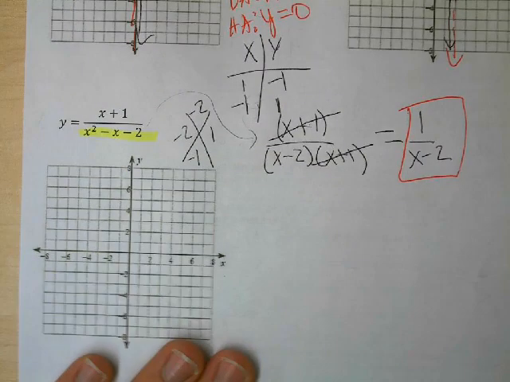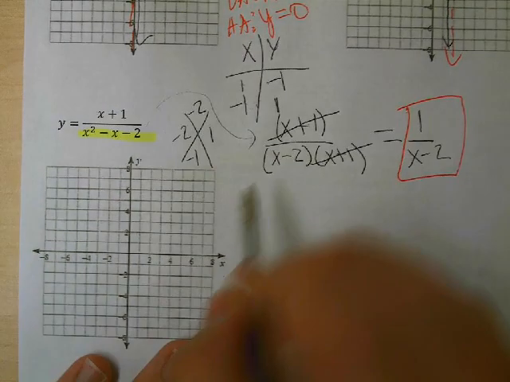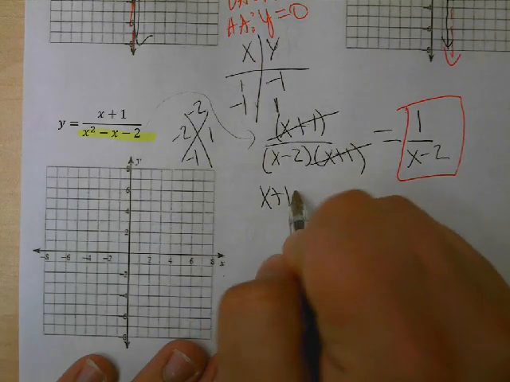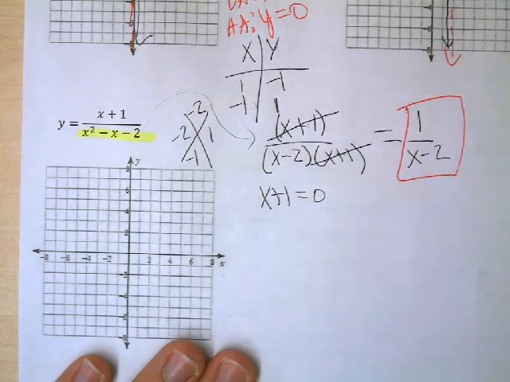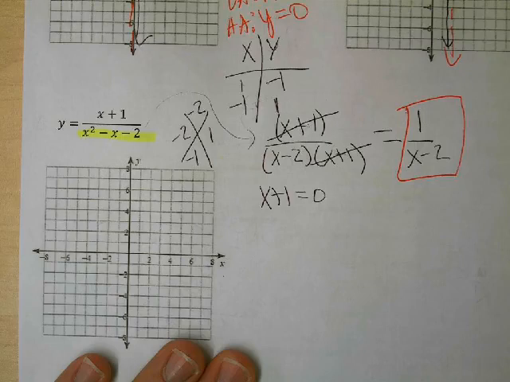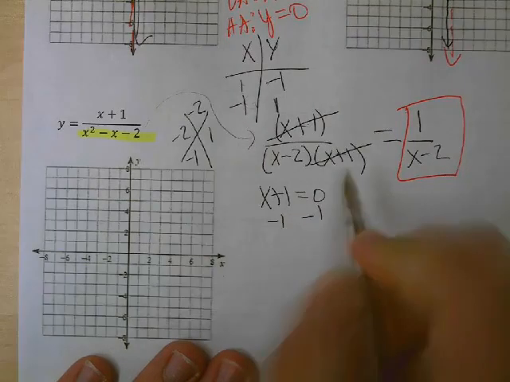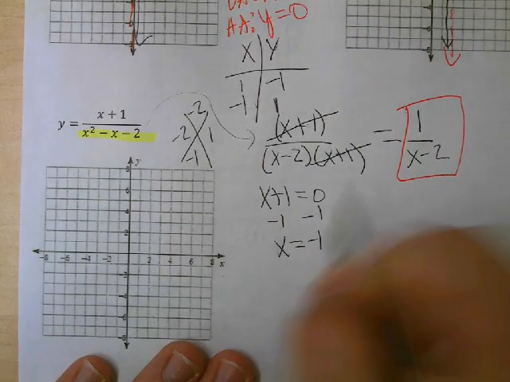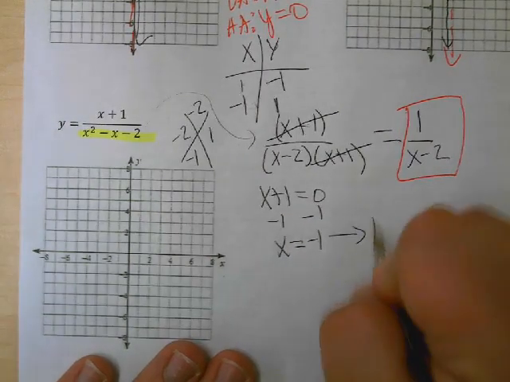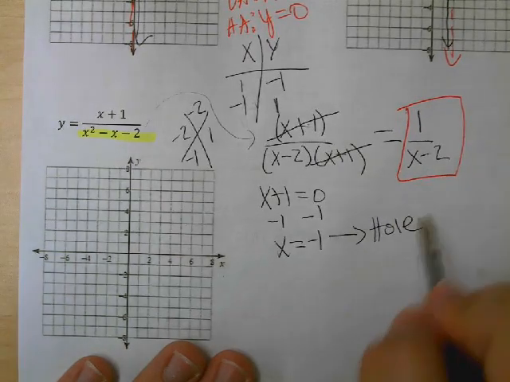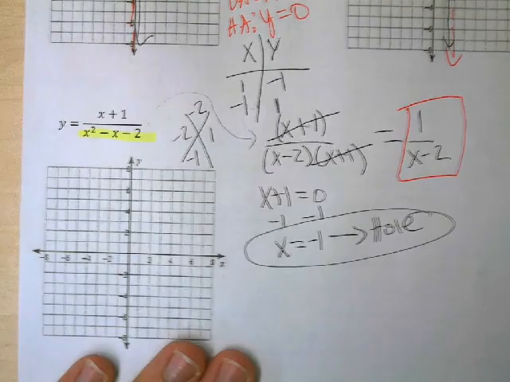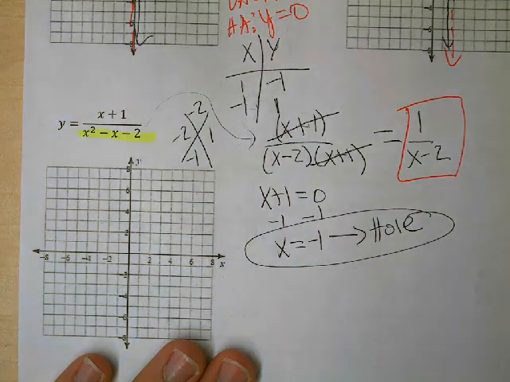But remember, I need to take the term that I canceled, x plus 1, and put it equal to 0. Why do I do that again? Yeah, that's where there's going to be a hole. I subtract 1 from both sides, and I get x equals negative 1. Now there's going to be a hole here. That's where there's a hole.